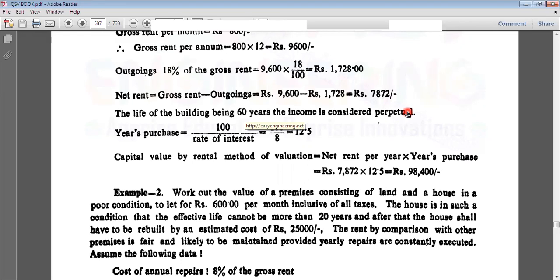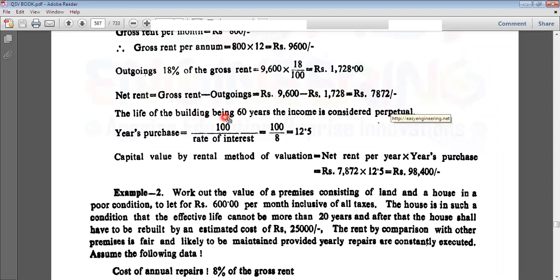So the capital value by the rental method of valuation equals net rent multiplied by years purchase. Net rent we are already familiar with, that is 7872 rupees. Years purchase we have calculated, that is 100 by i. Now, this formula which I have written here, 100 by i, is for perpetual. Please remember this.